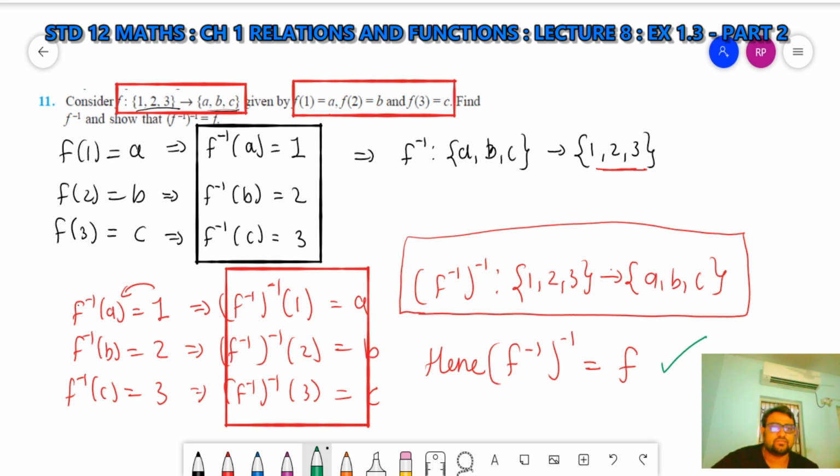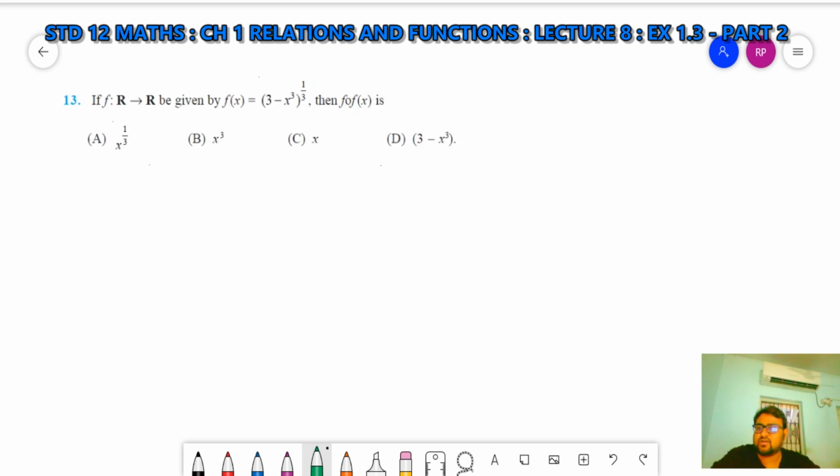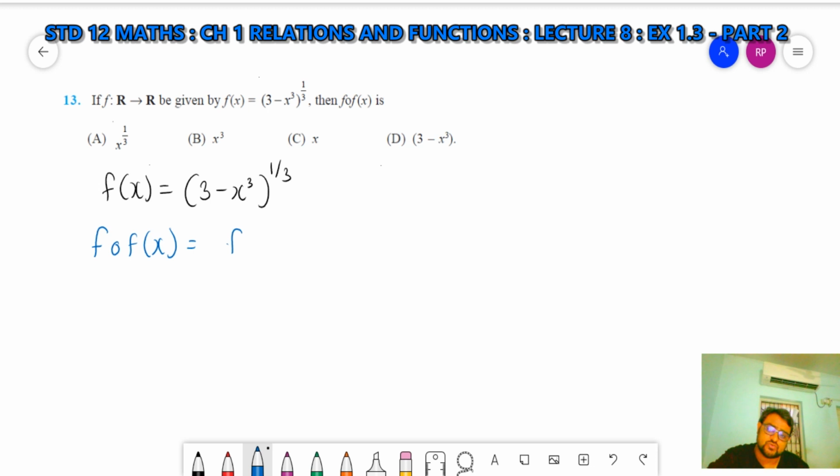Okay, now let's move ahead. Question number 13, that is MCQ. Okay, f of x, that is given as (3 minus x cube) whole raised to 1 by 3. You need to find it out, f of f of x. Let's put its value, (3 minus x cube) whole raised to 1 by 3.